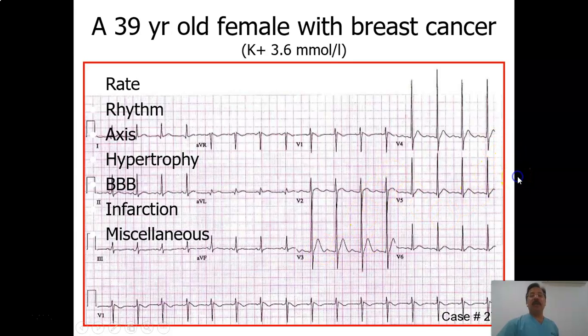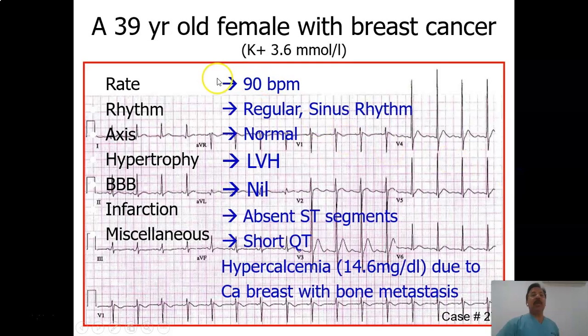So ECG findings include the rate 90 beats per minute and rhythm is regular, so it's a normal sinus rhythm. Normal axis, left ventricular hypertrophy is there. No bundle branch block and absent ST segment and short QT interval. And this is a feature of hypercalcemia. And this patient has breast cancer, so metastatic breast cancer causes the rise in the calcium. So the hypercalcemia ECG.